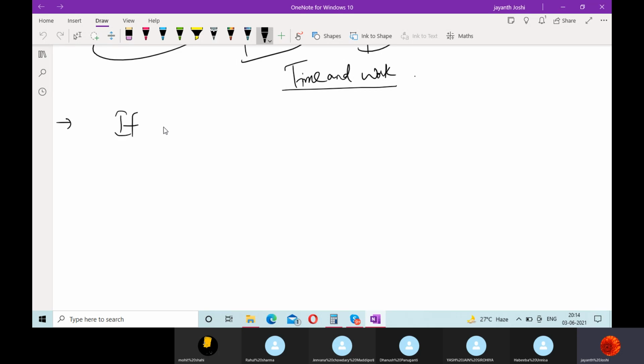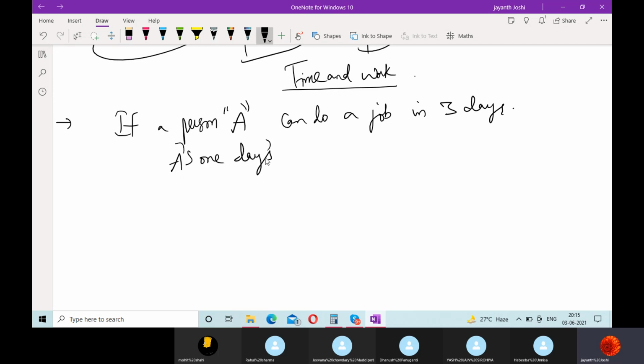See, suppose there's a person A, and he can do a job in 3 days. The person A can do a job, that means it takes 3 days for him to complete the entire work. So in 1 day, how much work has he done? 1/3 of that work, correct? So A's 1 day's work is equal to 1/3. This is common sense.